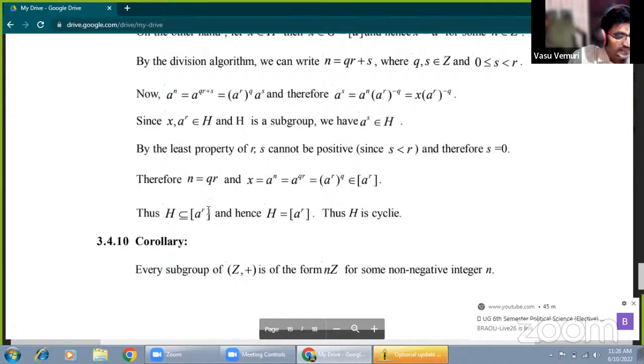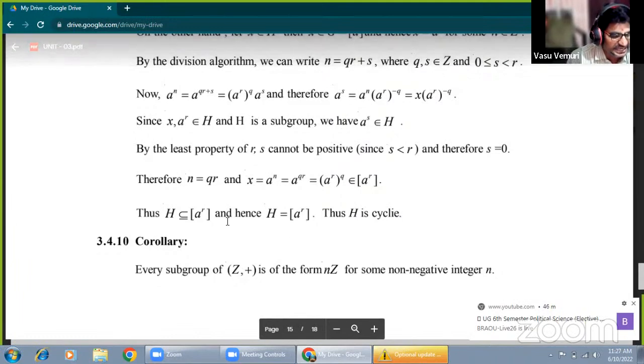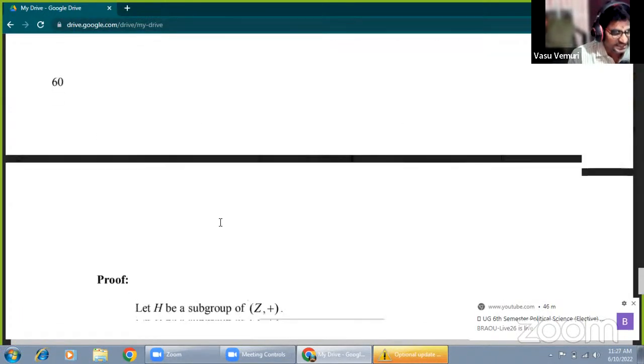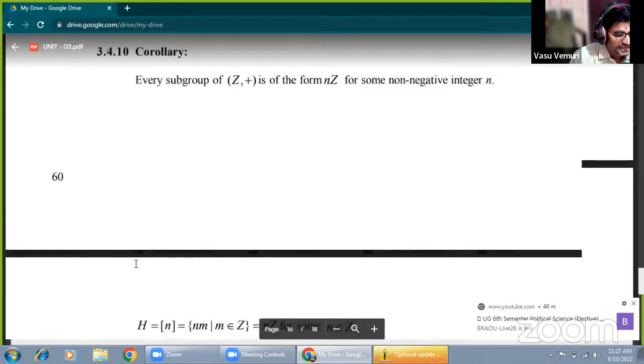Now that is generated by an element of a subgroup. So when it becomes the generator, it must be generated within the subgroup. Then the subgroup must be cyclic. Now this is a very simple proof. Capital H equal to generated by A power R. Okay, that's enough, students.